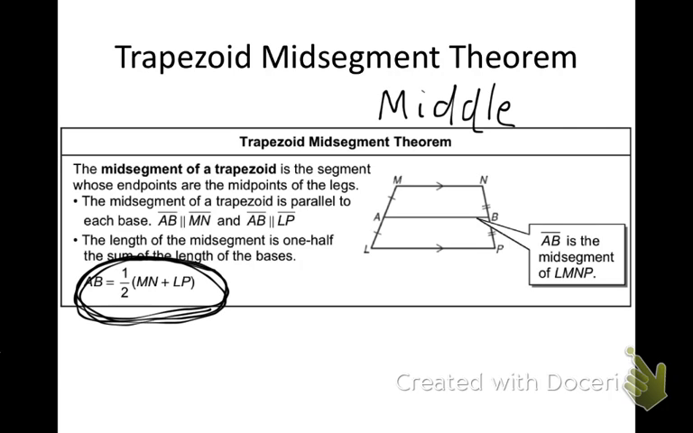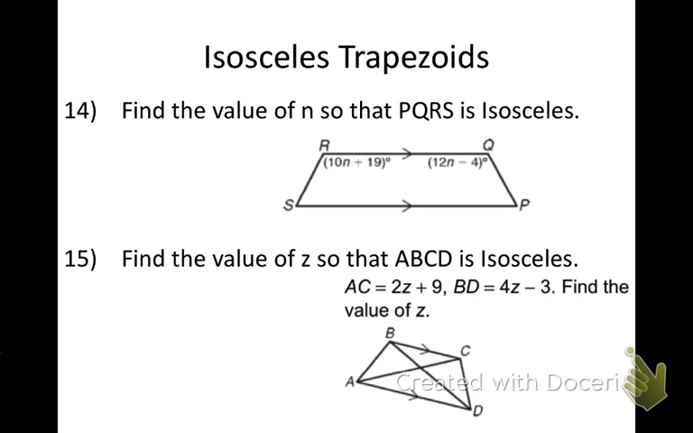Hey, guess what? That's all it is for the midsegment. The midsegment of a trapezoid is nothing more than you add the two bases and then divide by 2. That is the distance then of the midsegment. Anytime you see middle, that's pretty much what you're thinking of here. And that's what we're going to do.